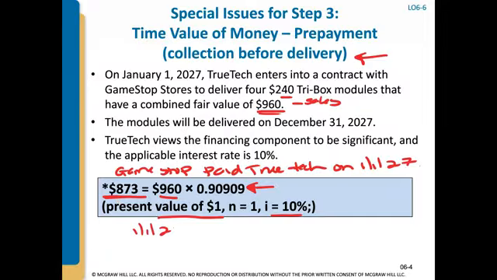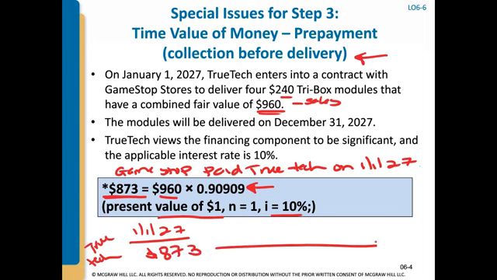So on 1/1/27, TruTech is going to receive $873, and on 12/31/27, they're going to deliver the product to GameStop. So they've received the money in advance. It's like GameStop is making a loan to TruTech.